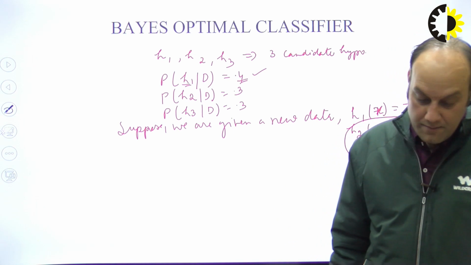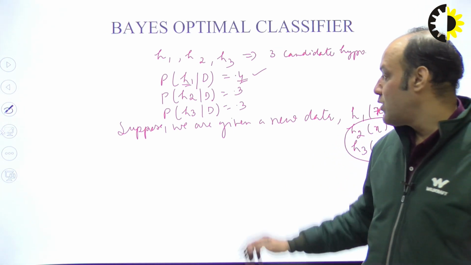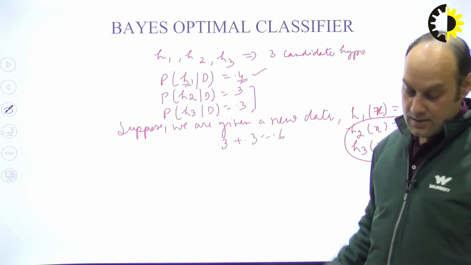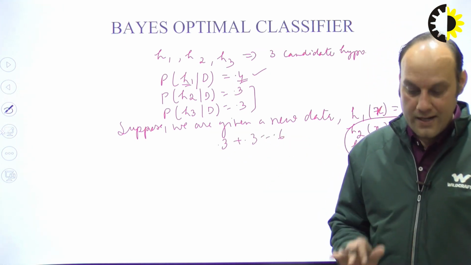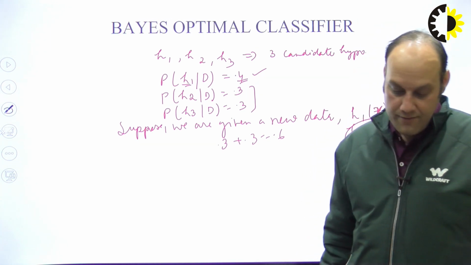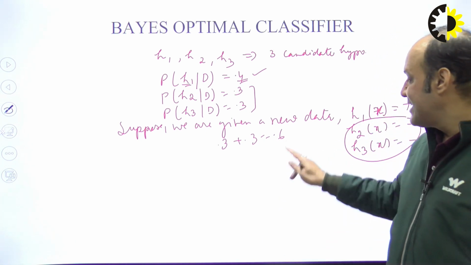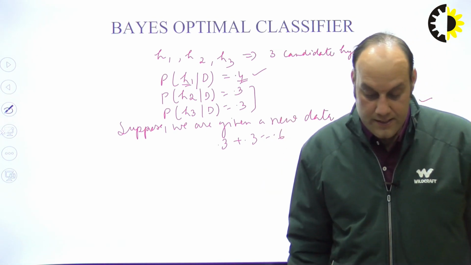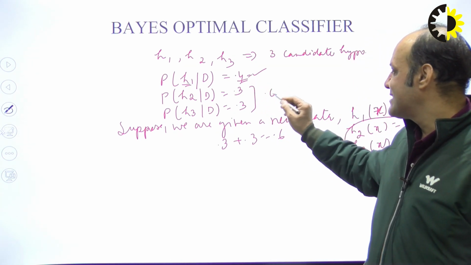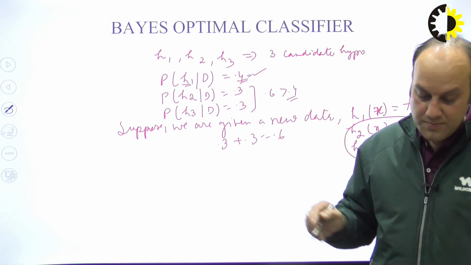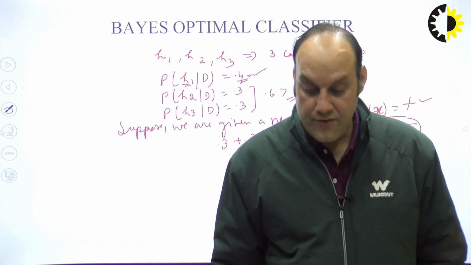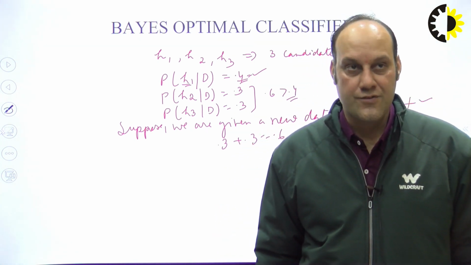Why is it negative? Because the sum of the probabilities of these two hypotheses comes out to be 0.6. So we can say that the most probable classification would be negative, because the sum of the probabilities of these two hypotheses is 0.6, which is larger than the probability of the other hypothesis, 0.4. So 0.6 is greater than 0.4. This is the most probable classification. So what we have is what we call the Bayes optimal classification.